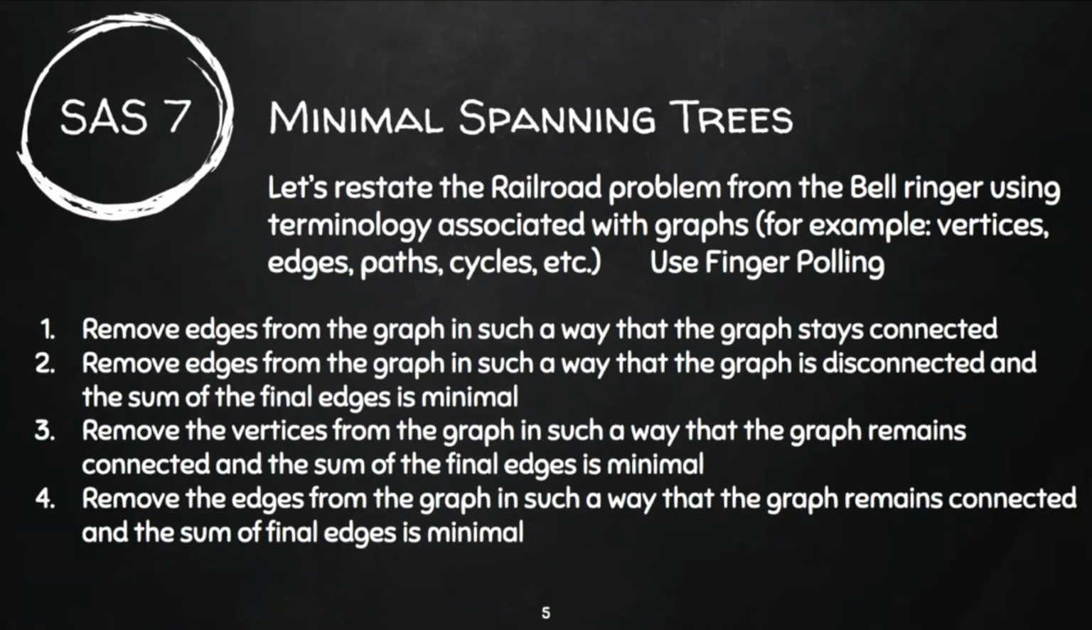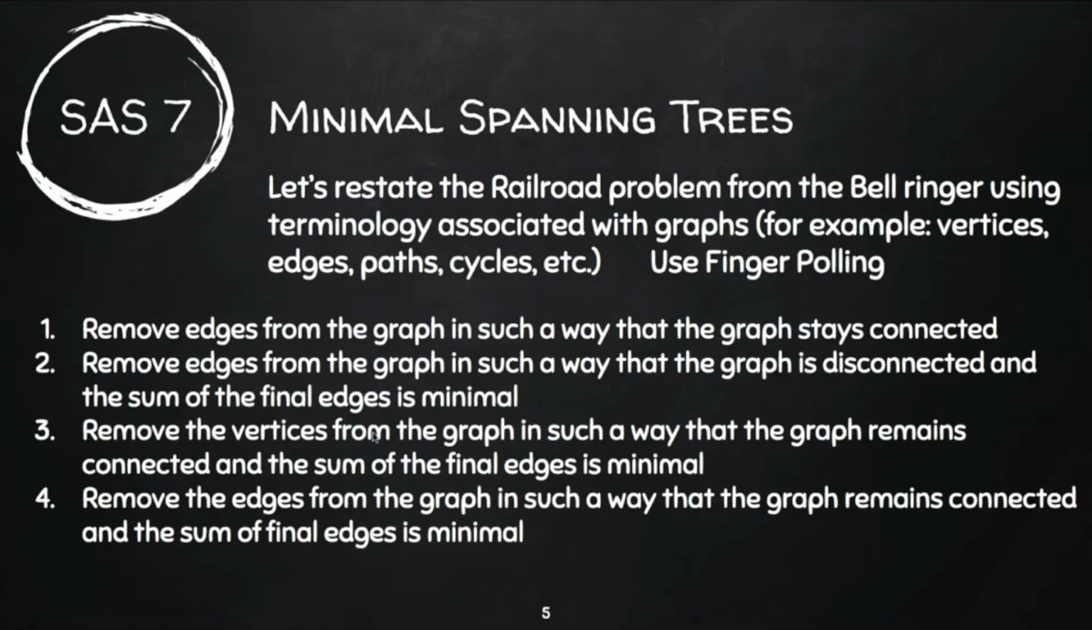Remember that a tree is something that's connected. 2, remove edges from the graph in such a way that the graph is disconnected and the sum of the final edges is minimal. That's not going to work because it says disconnected, and that tells you right away we can eliminate that because a tree is connected. We do like the part about the sum of the final edges being minimal. That would be a minimal span.